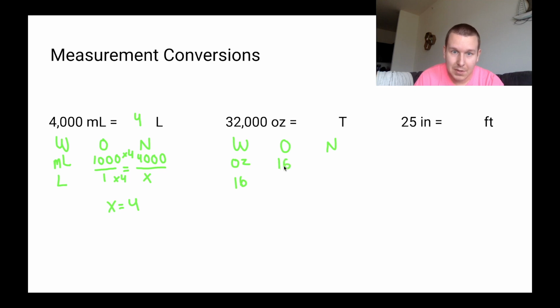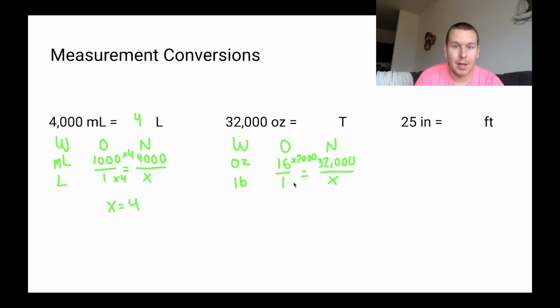16 ounces are in 1 pound. My new is 32,000, that's a big jump, into X, okay? Set up my equivalent fraction, and it looks like I'm multiplying. If we multiply 16 by 2, that'll get us 32, but this is 32,000, so instead of multiplying by 2, I'm going to multiply by 2,000.